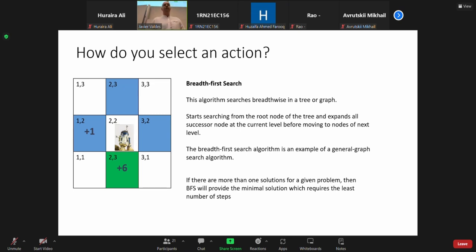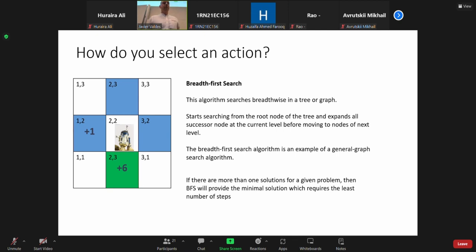So I start searching from the root node of the tree, which will be 2.2. And then I will expand to the next nodes, which will be 1.2, 2.3, 3.2, and 2.3. Now, there are two possibilities. I take the +1 or I take the +6. Why am I taking the +6? Because I want to maximize my utility.